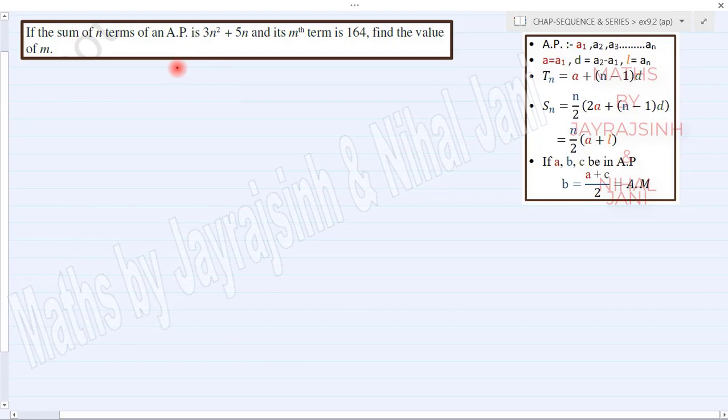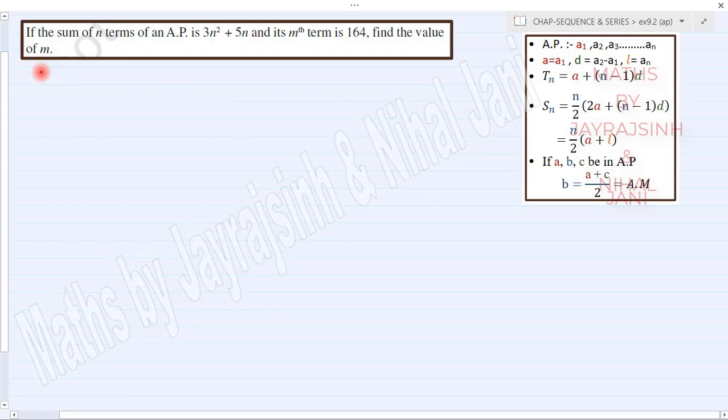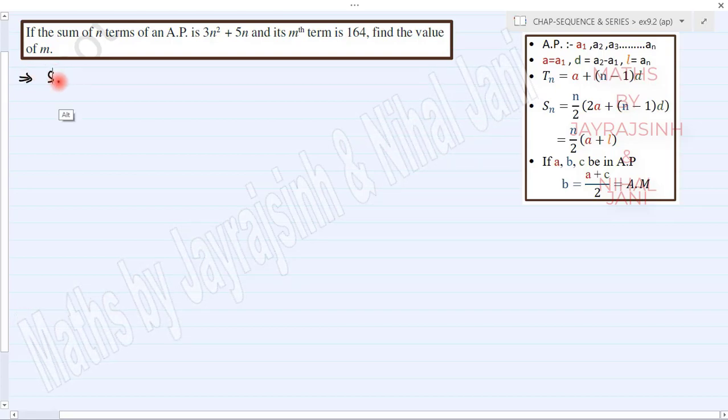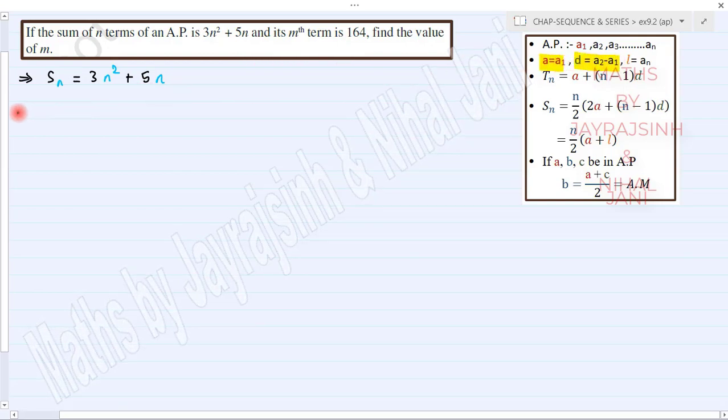In this question, it is given that the summation of n terms of an AP is 3n square plus 5n and the mth term is 164. You have to find the value of m. So it is given that the summation of n terms is equal to 3 times n square plus 5 times n. And we know that to obtain any AP, we need the first term and the common difference. So let's obtain your first term by taking n equal to 1.